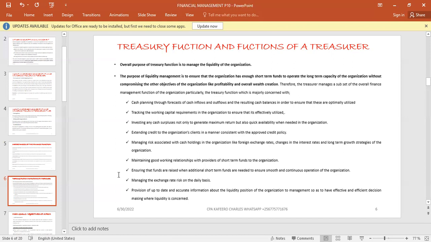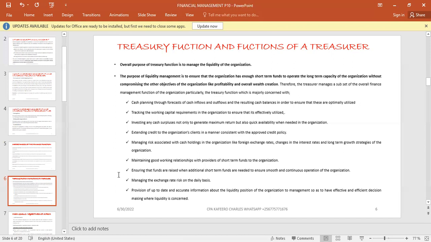The second last is managing the exchange rate risks on a daily basis. The reason they say on a daily basis is that exchange rates keep on changing every day. The other one depreciates, the other one appreciates. You find it is ever changing, low, high, low, high. But how is this our concern? It is because we have customers who are paying using different currencies, and we want to earn so that we don't make unrealized gains and losses on currency exchanges.